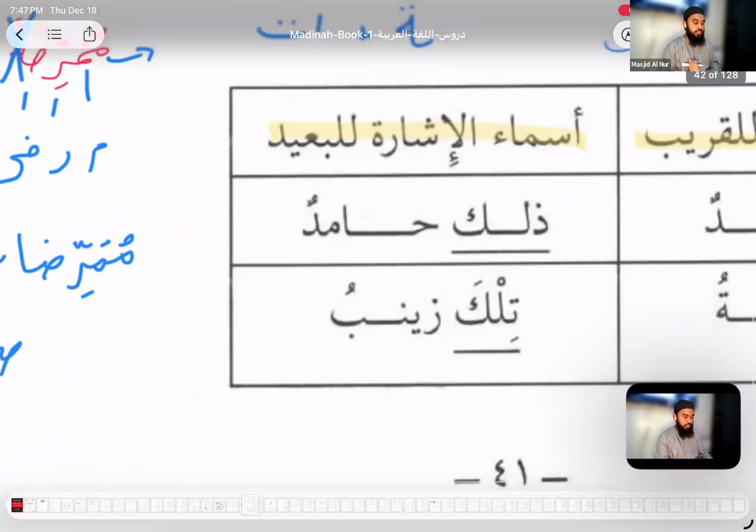Yeah, Zainab, exactly. Tilka Zainabu. It's not Zainabun, but look at dhalika Hamidun. Hamid has a dhammatain. Any female names will never have a dhammatain. So you can have names without a ta marbuta, but it's a female name. Name me another. Maryam. You can't say Maryamun. No, it's Maryamu. It only applies for males. It's just the rule in Arabic.